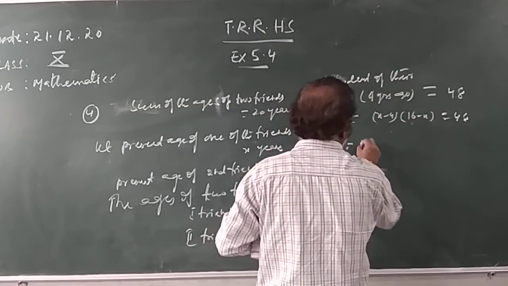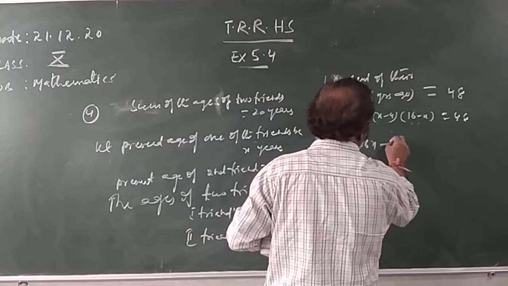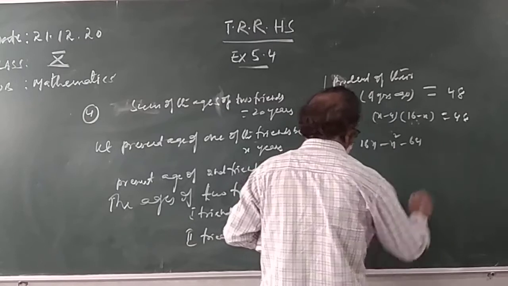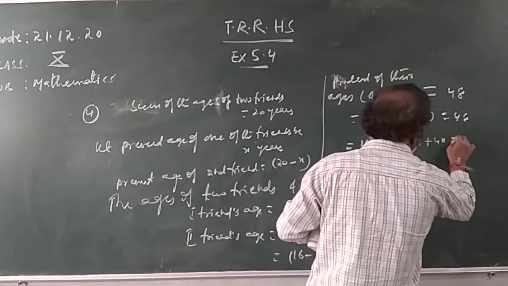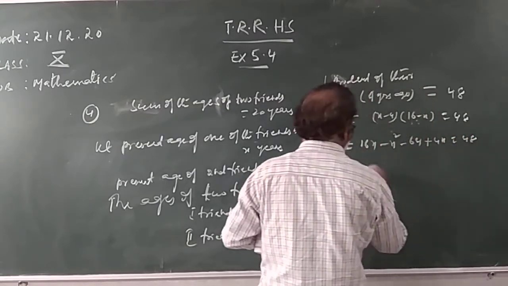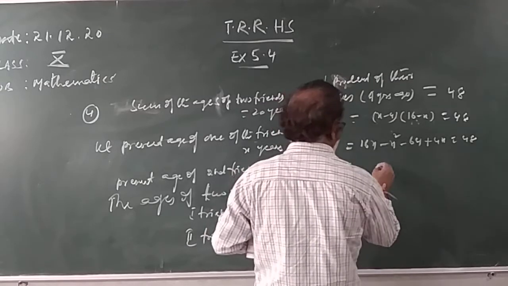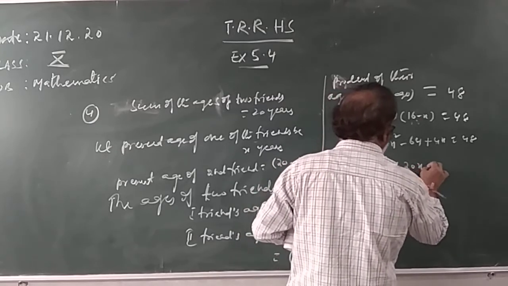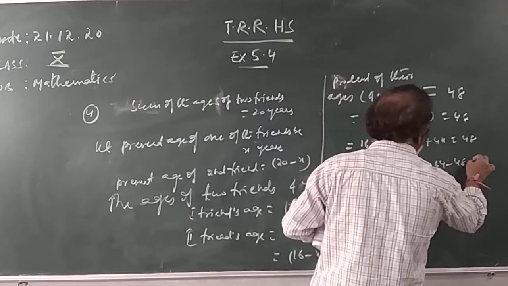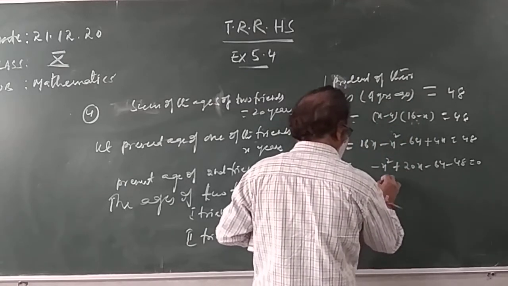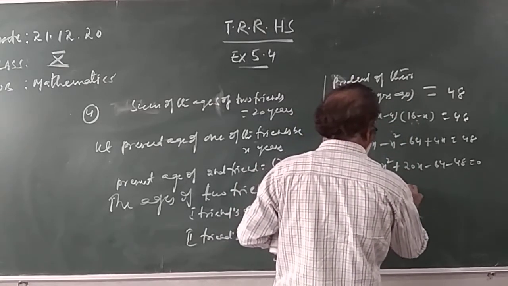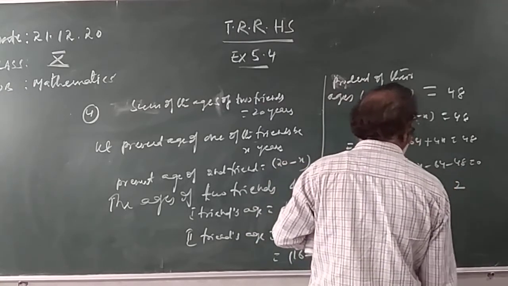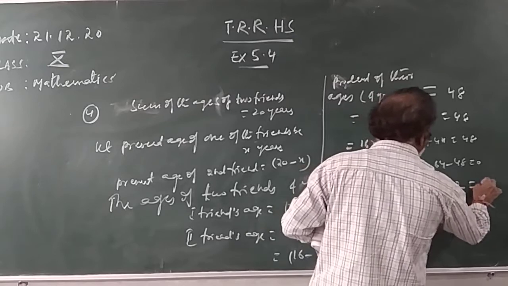Multiply x into 16, 16x. x into minus x squared, minus x squared. Minus 4 into 16, minus 64. Minus into minus is plus 4x, equal to 48. So minus x squared plus 16x plus 4x, 20x, minus 64 minus 48 equal to 0. Minus x squared plus 20x minus 112 is equal to 0.